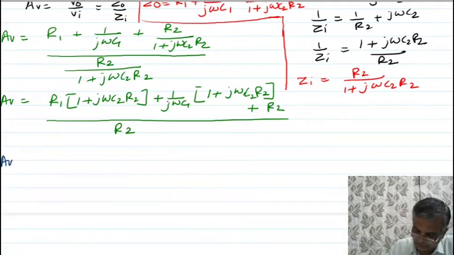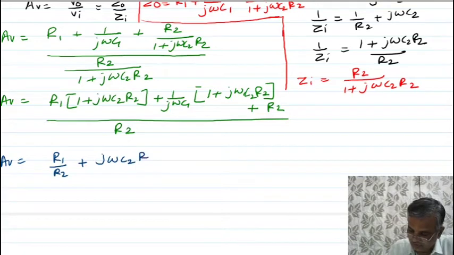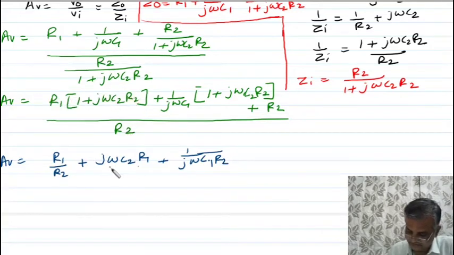This is your gain AV is equal to, I can write R1 by R2. You can do it, it is a very simple calculation: j omega C2 R1 by R2 plus 1 upon j omega C1 into R2. Here I made a mistake, there is no R2 here because it will be cancelled. You can see here, R1 by R2, R1 into this divided by R2, R2 will be cancelled, only this is left: 1 upon j omega C1 R2.